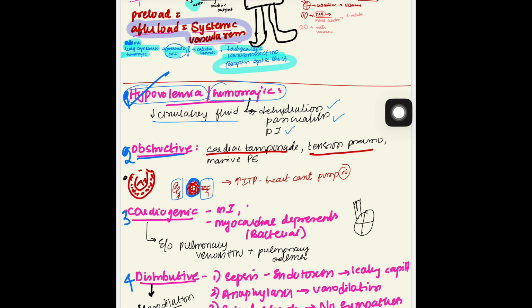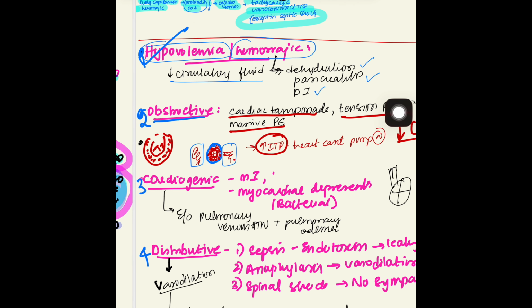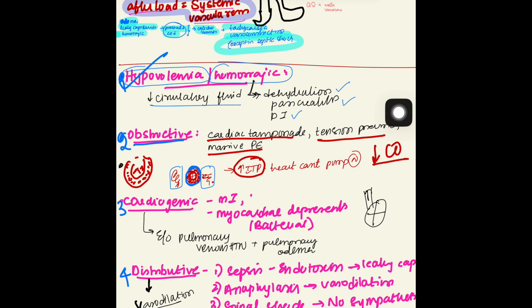Imagine there is pneumothorax, so the intrathoracic pressure gets increased. In massive pulmonary embolism also, the pressure is increased. So the heart is not able to pump blood normally. So the physiology is the same as that of hypovolemic shock, which is decreased cardiac output, because the heart is not able to pump properly. Okay? Then what is cardiogenic shock? Same. This is obviously damage to the heart.